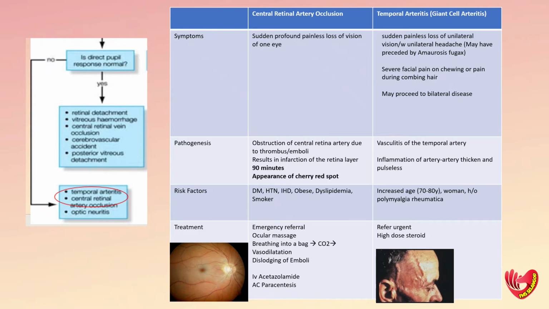It is caused by vasculitis of the temporal artery, leading to inflammation of the artery and causing artery thickening. The artery eventually becomes pulseless. Increased age, female gender, and history of polymyalgia rheumatica are risk factors for temporal arteritis. Urgent referral is indicated as the patient needs to be put on a high dose of steroids for a better prognosis.